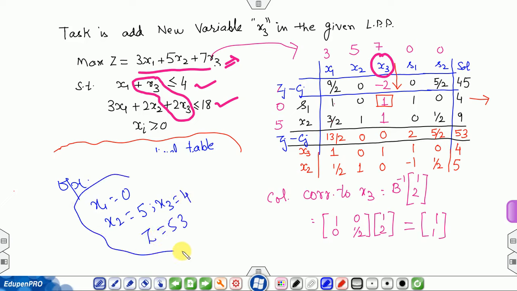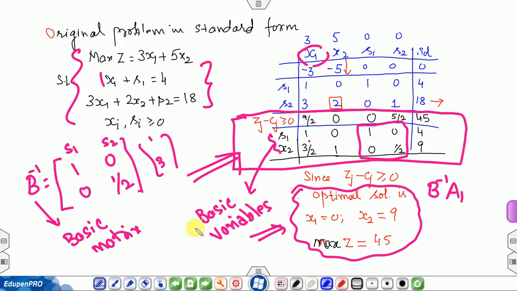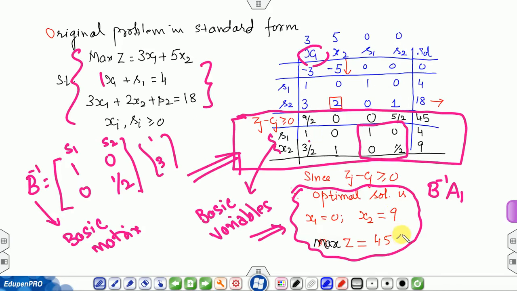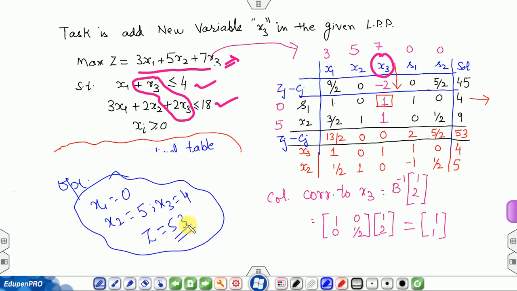So this is the impact of adding the new variable x3 on the optimal solution. It means the original optimal solution is changed when we add the new variable x3. The original objective value was 45, so when you add the new variable x3, the objective value increases by 53 minus 45.